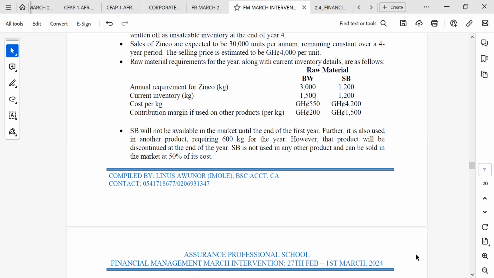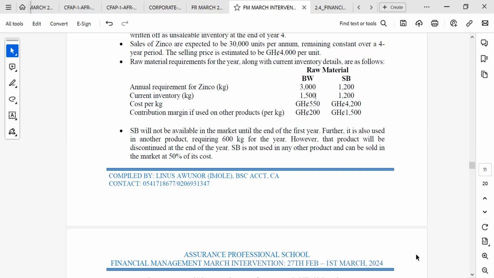1,200. What is the current inventory that we have? 1,200. Do you have to buy for this year? No, unless the question says that the inventory is in regular use. So if you use it, you have to replace it. So it means that this year you have to pay for all of them. Okay, so if you use it, you have to replace them.